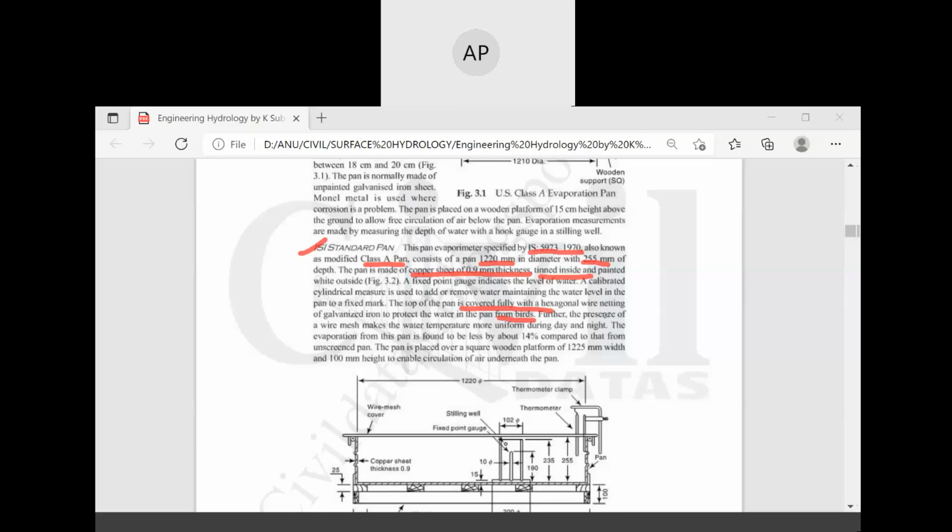Further, the presence of wire mesh makes the water temperature more uniform during the day and night. The evaporation from this pan is found to be less by 14% compared to that from an unscreened pan. The pan is placed over a square wooden platform of 1225 mm with 100 mm height to enable circulation of air underneath the pan.